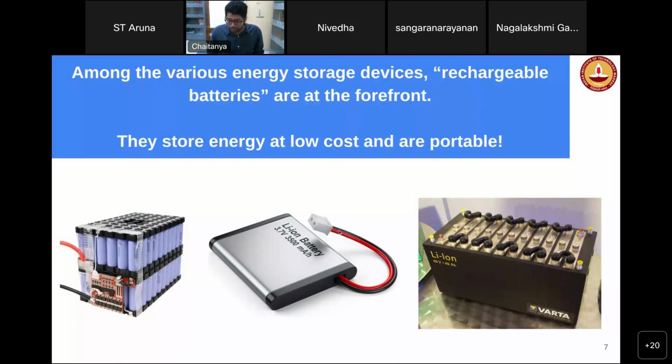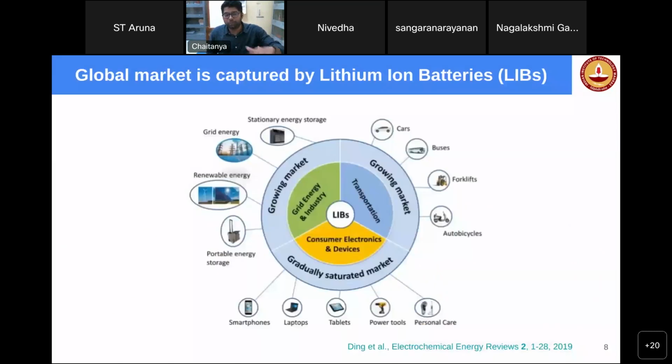Among rechargeable batteries, you might have heard of lead acid batteries, sodium ion batteries, lithium ion batteries, nickel cadmium batteries, and so on. Various kinds of rechargeable batteries are available. Among them, right now, the top contestant is the lithium ion battery, and you have already seen it in the mobile phones and laptops we use, and even scooters. The electric vehicle automobile industry is now moving majorly towards lithium ion batteries.